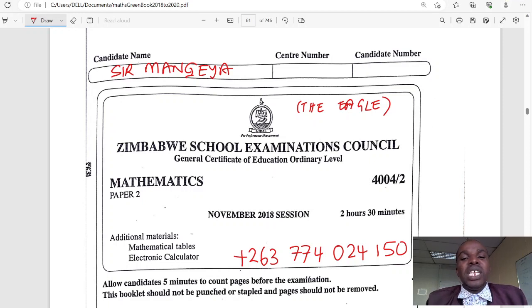Right. So this one is for ZIMSEC, the Zimbabwe School Examinations Council. It's Mathematics Paper 2, Ordinary Level, the November 2018 session.